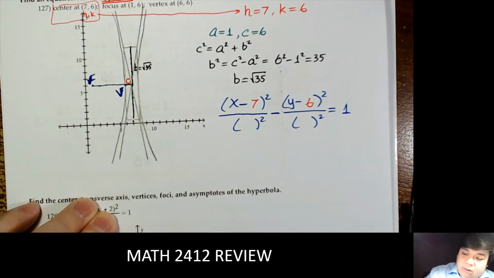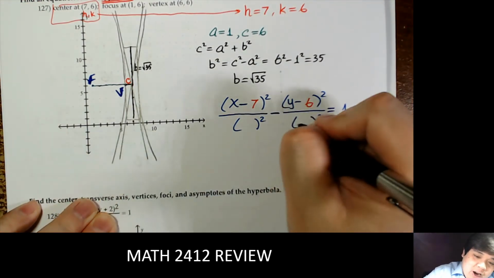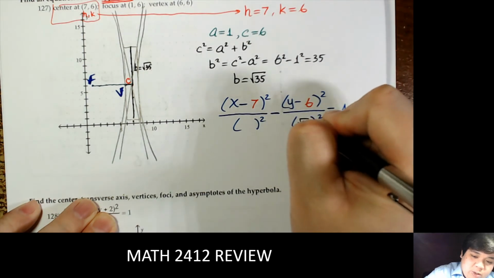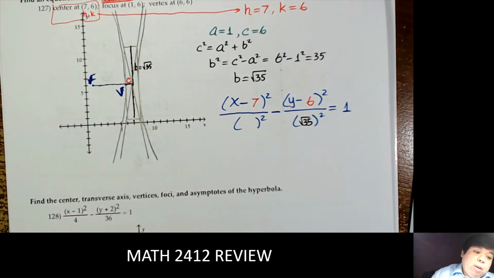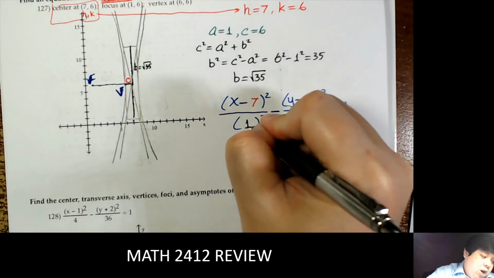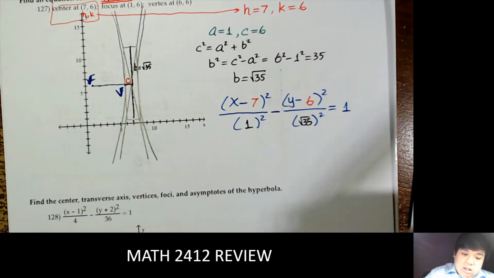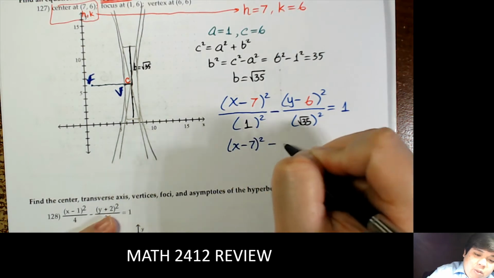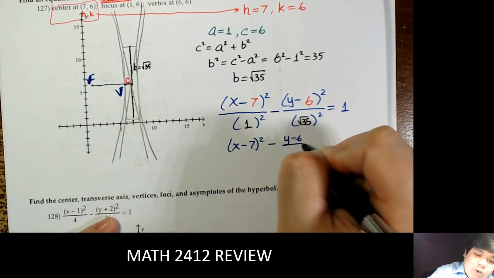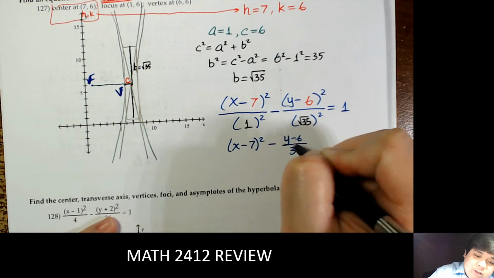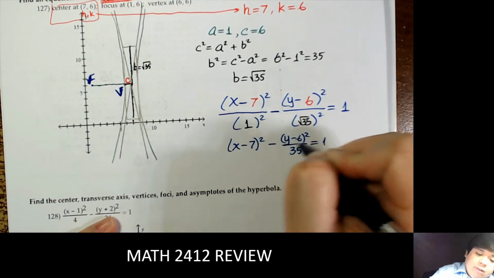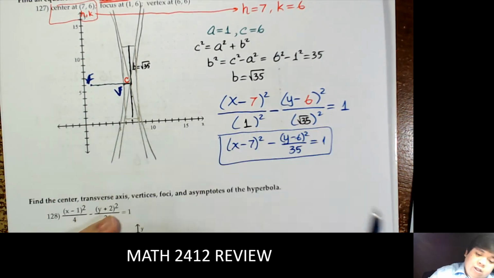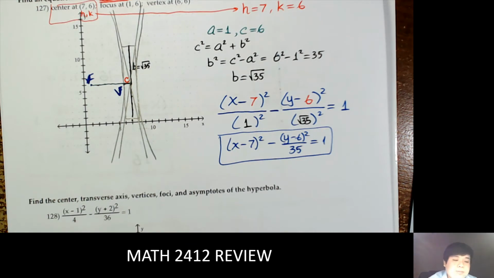Now on the graph, up and down square root of 35, so square root of 35 will be below the y, and we have 1 left, 1 right, so the 1 is below the x. And when we simplify this, we have x minus 7 square minus y minus 6 square over 35. Of course, a square here. So that is the equation.